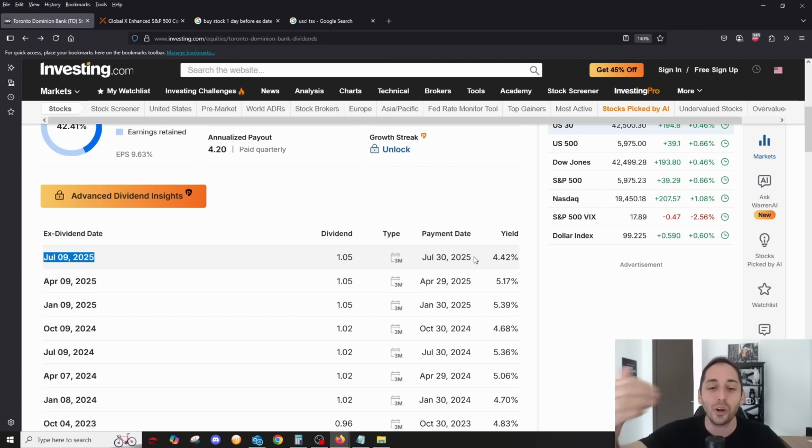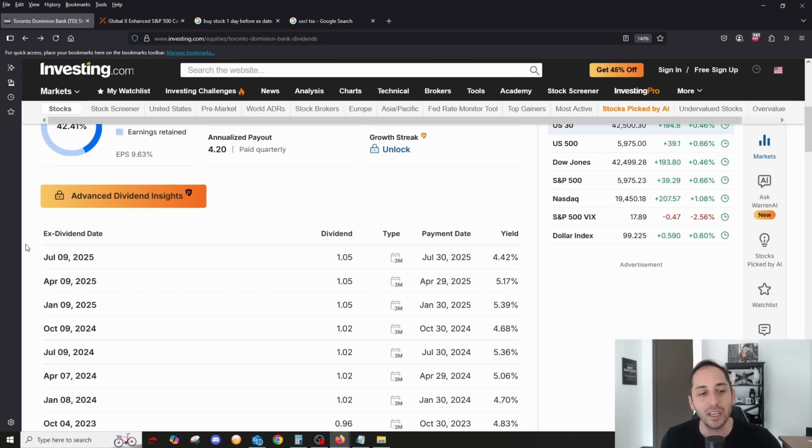But to qualify to actually get the dividend payment on July 30th, 2025, you're going to have to buy the TD shares by a certain date. And that's actually by the X date. So to qualify to actually get the July 30th payment, you have to buy your shares of TD Bank one business day before the X dividend date. That's basically what the X dividend date is. That's when they're basically going to remove the dividend amount from the stock price.